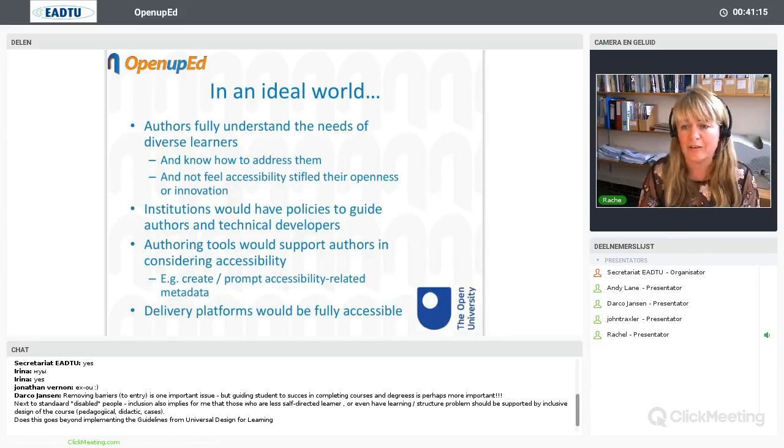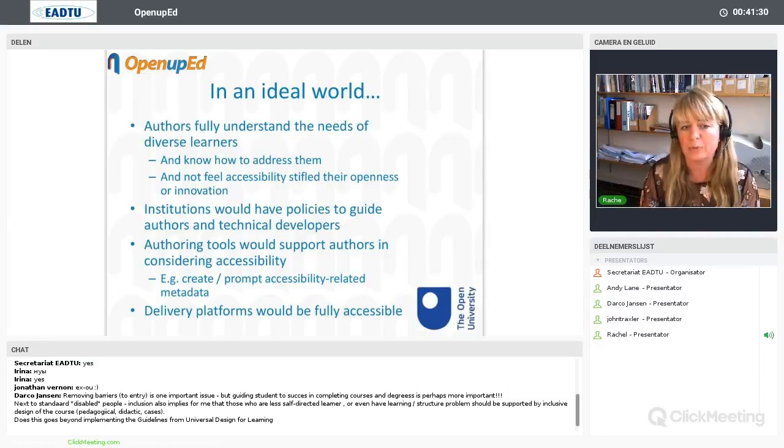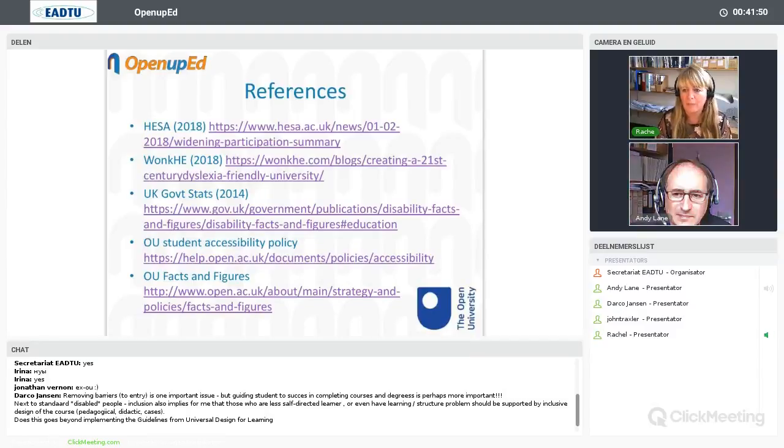Institutions, it's really important, as I've said, in developing that culture to have policies and guides for authors and technical developers. And as we're seeing more online authoring tools becoming available, they have ways of building in accessibility prompts to help guide authors in thinking about those as they're developing materials. And of course, as we all know, in an ideal world, the delivery platforms would be fully accessible. And we've just finished off with a few references there, if you'd like to follow up anything on what we've been talking about.